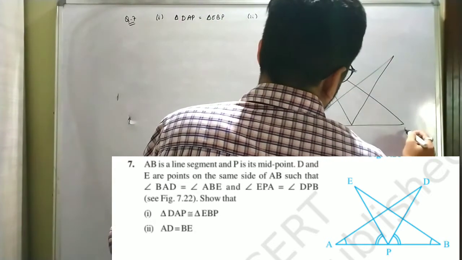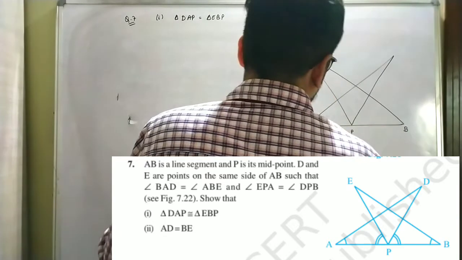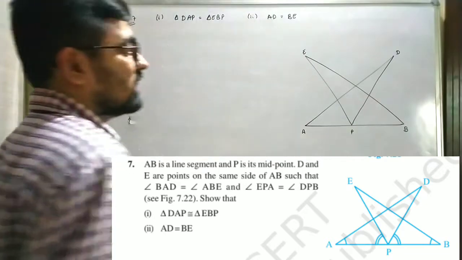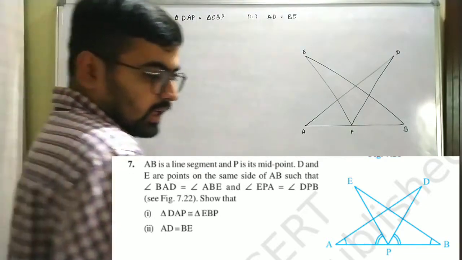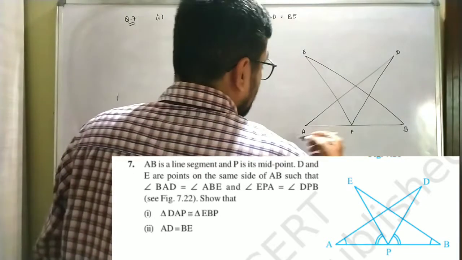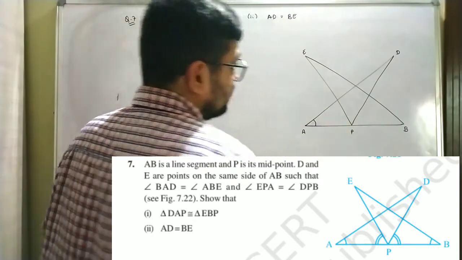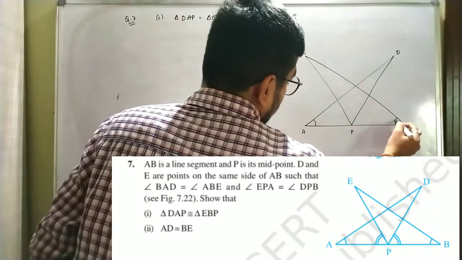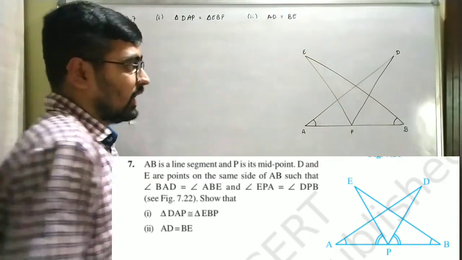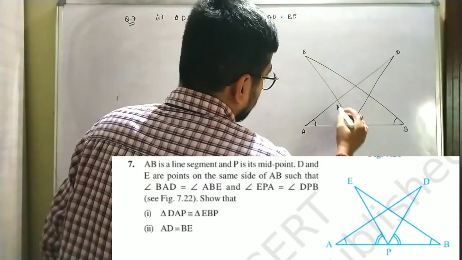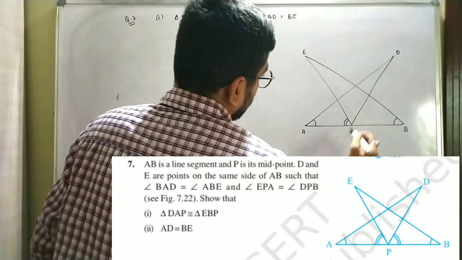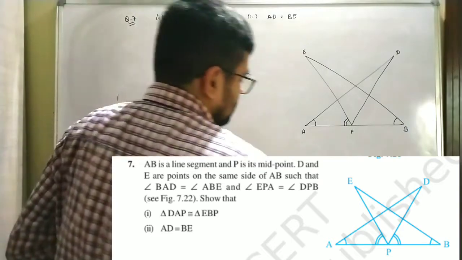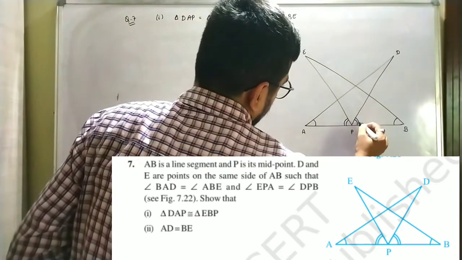So this is the line AB, which is P is the midpoint. Correct. And the question says D and E are on the same side of AB. So I wrote that. Correct. Angles. So BAD, this angle is equal to ABE. This angle. Correct. And second, EPA, this angle EPA is equal to DPB. So this is equal to this one.